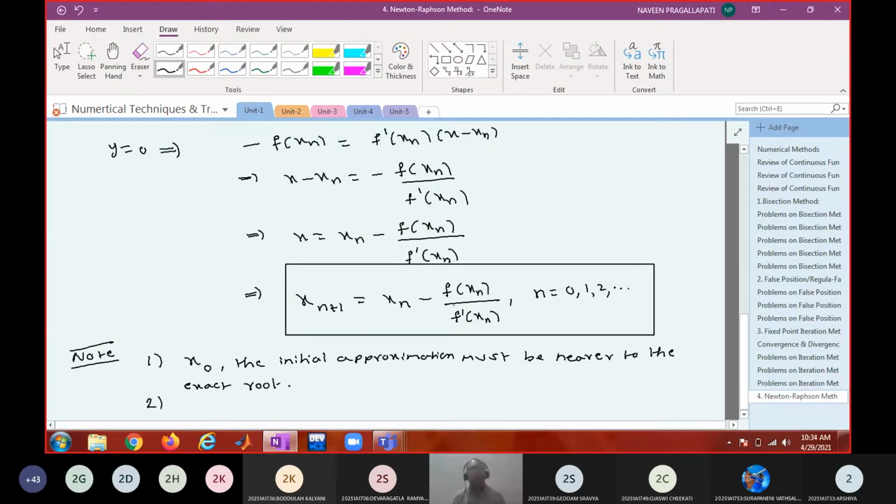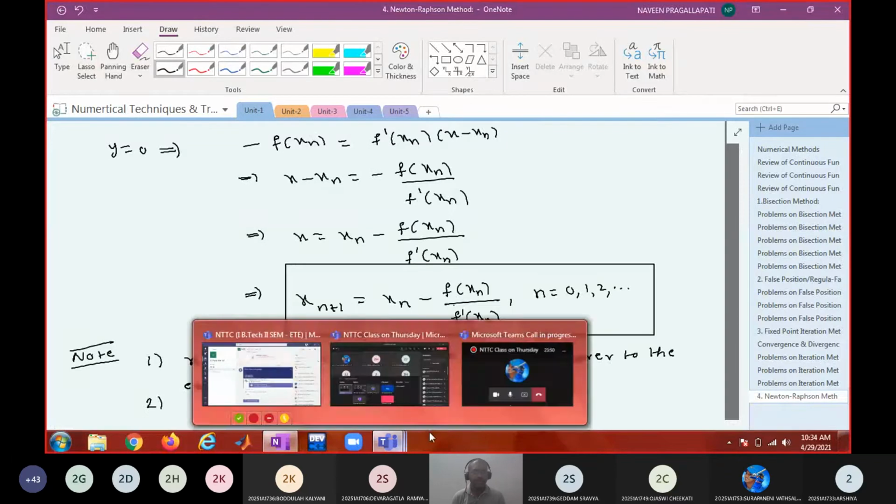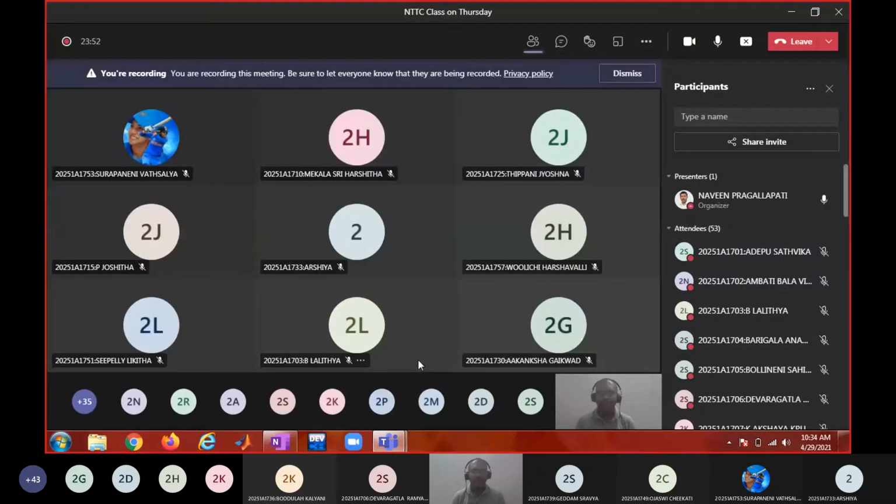So give x naught equal to 2, you are getting 1.3 something. Instead of 2 you give x naught equal to 1.5, you are getting 0.5 something. Then you take x naught equal to 0.5 instead of x naught equal to 2. Is that point clear to all of you? Shall I proceed?